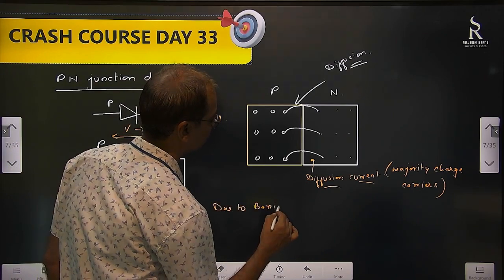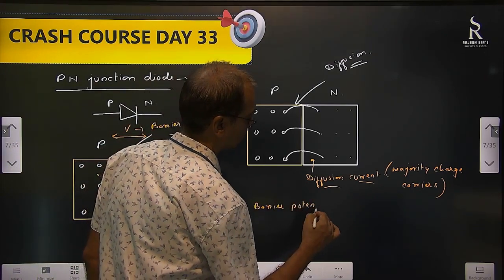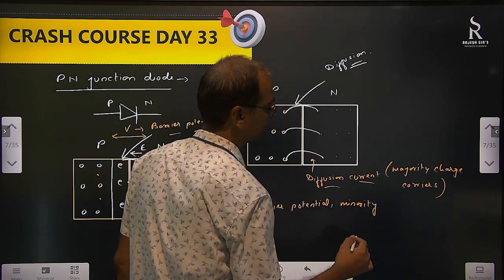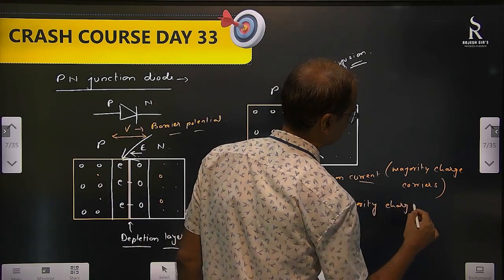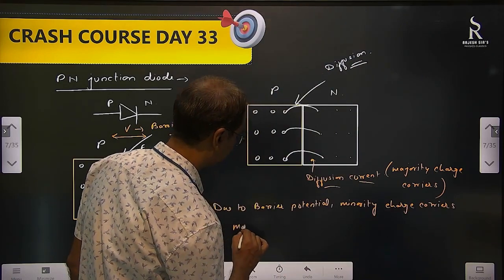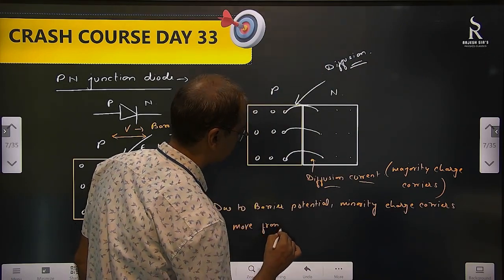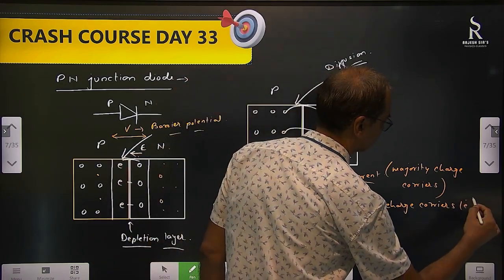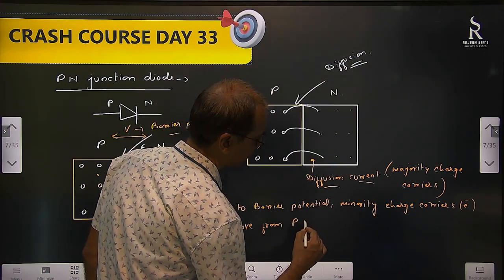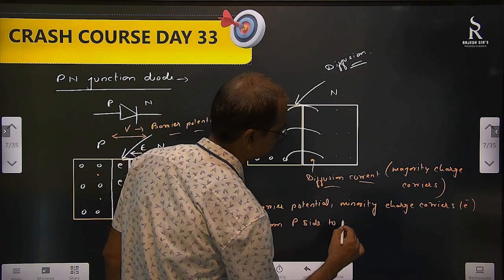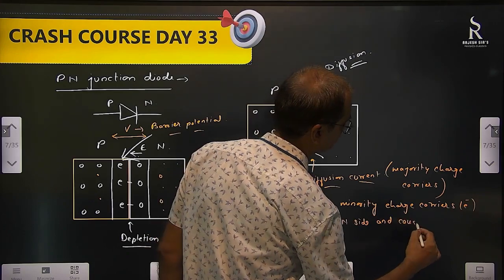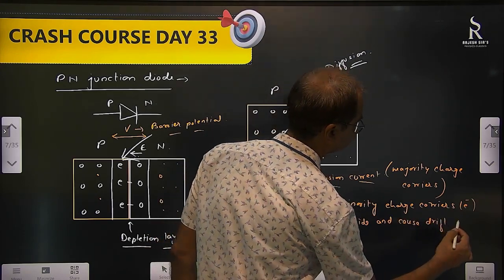So due to barrier potential, minority charge carriers, electrons only we say, move from the P side to the N side and cause drift current.